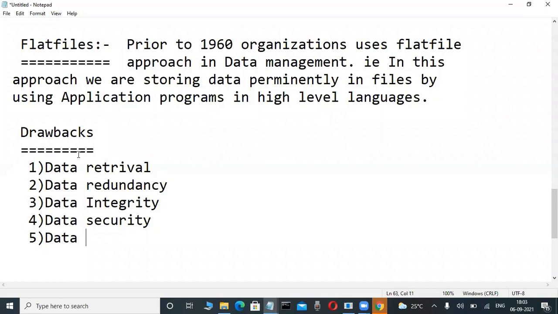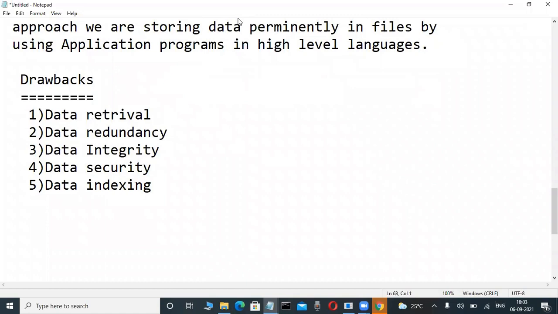Data indexing. In the flat file approach, these are the drawbacks. At least today I'm telling one drawback, because you are first-time newcomers. Okay, small demo class, I know. Now write it. What are the drawbacks of the flat file approach, meaning without databases? Data retrieval, data redundancy, data integrity, data security, data indexing. Now, first one, at least today, write it, data retrieval. This is very easily understandable, data retrieval.